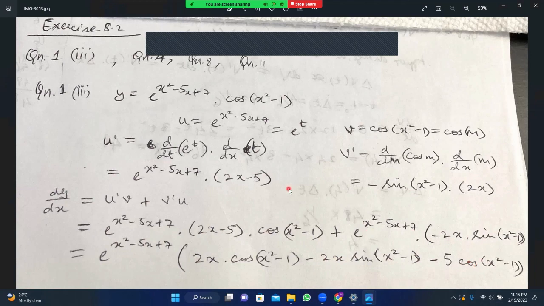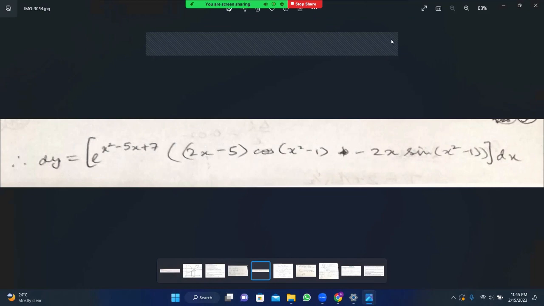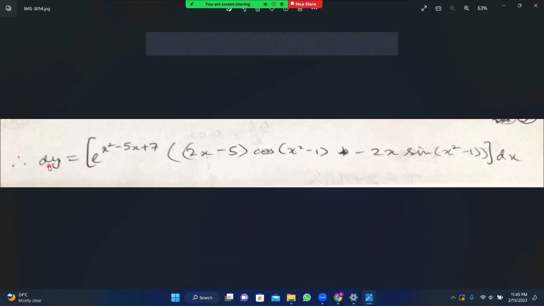So the final solution is given by this differential. Basically we take the dx term to the right side. So we have dy equal to e to the power of x square minus 5x plus 7 into 2x minus 5 cosine x square minus 1 minus 2x sine x square minus 1 dx. Now we move on to the next question here.